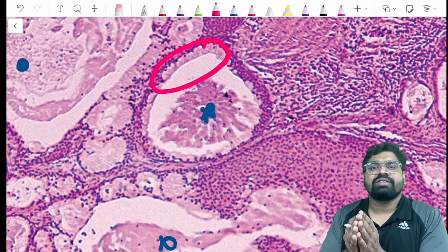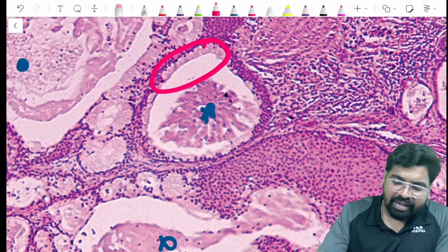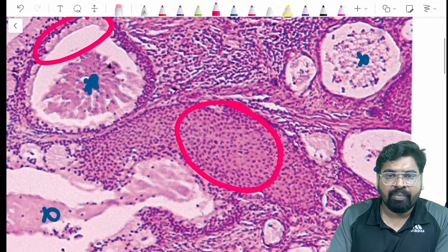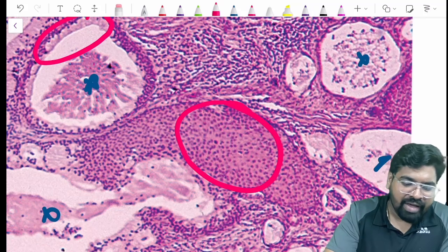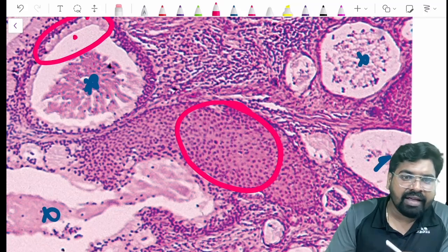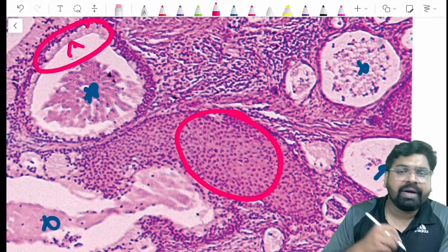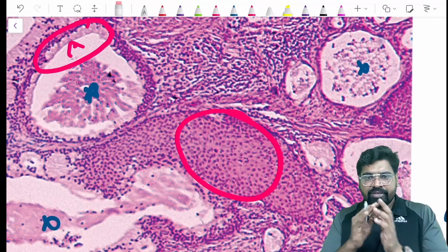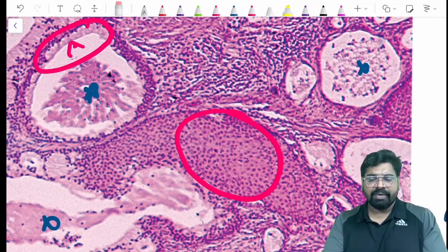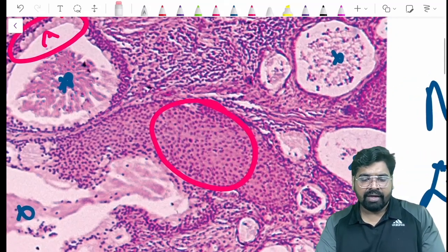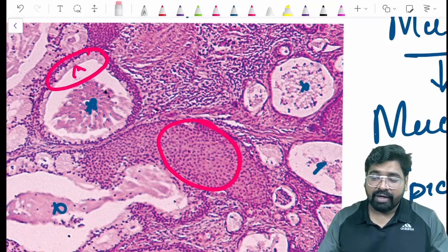These are mucus cells, that is mucoepidermoid carcinoma. And in these areas you will see epidermoid cells, polygonal cells. We have mucus cells here and epidermoid cells here. So the presence of mucous cells and epidermoid cells, with intermediate cells being very difficult to find, gives mucoepidermoid carcinoma.